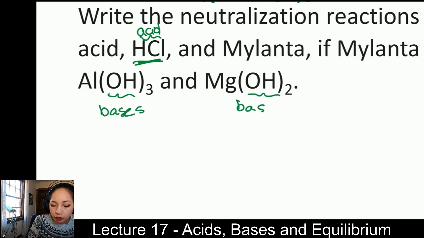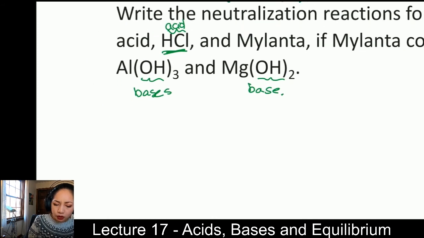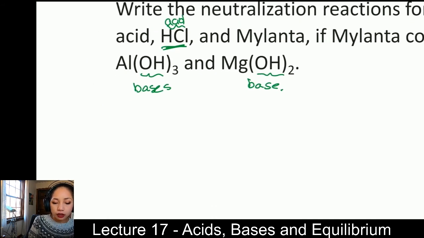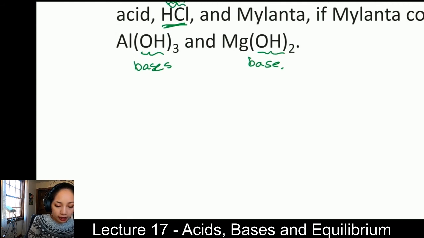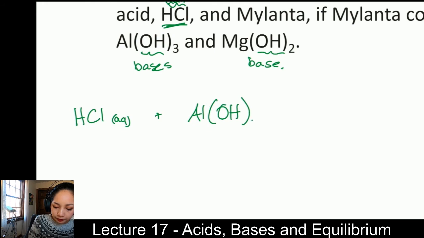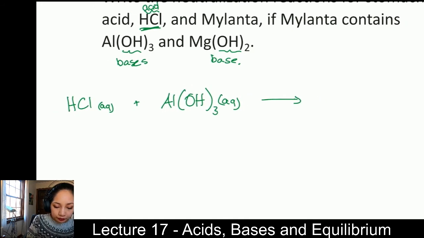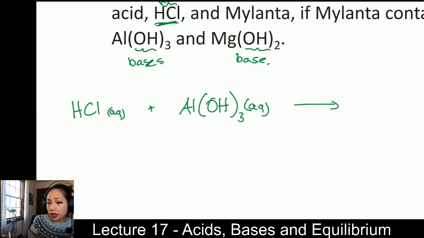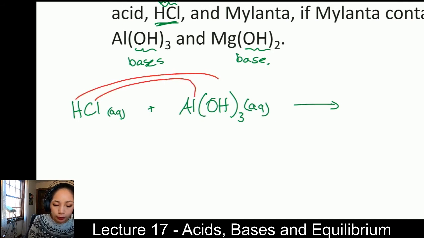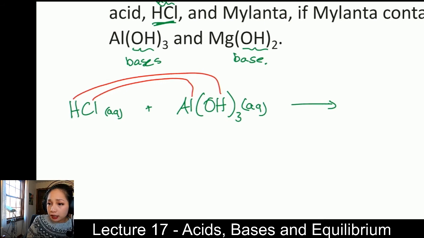All right, so we're actually going to write two equations here. Let's just look at the first one. Let's look at the neutralization reaction between HCl and aluminum hydroxide. So neutralization reactions are always HCl, there's our acid, plus our base, aluminum hydroxide, aqueous, gives us, we know we're going to form a salt and water. Neutralization reactions are just double displacement reactions. So you just switch partners. So chloride will go with aluminum, hydrogen will go with hydroxide to make water.